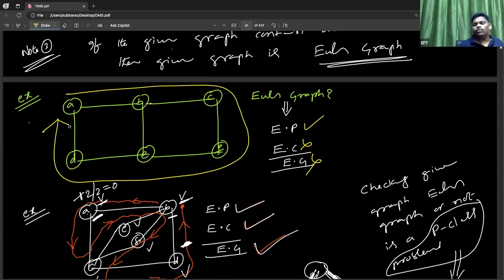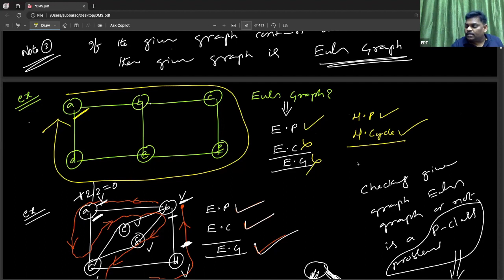That is called Hamiltonian. Every vertex is covered exactly once. Yes, that is called a Hamiltonian path. There is a path which covers all vertices exactly once. If in that path the starting vertex is equal to the ending vertex, then that is a Hamiltonian cycle. It is not circuit, here it is cycle. Some terminology differs. So Euler circuit, Hamiltonian cycle.